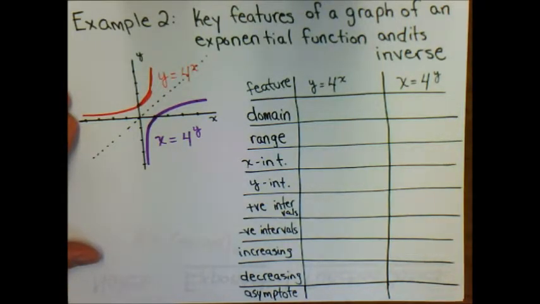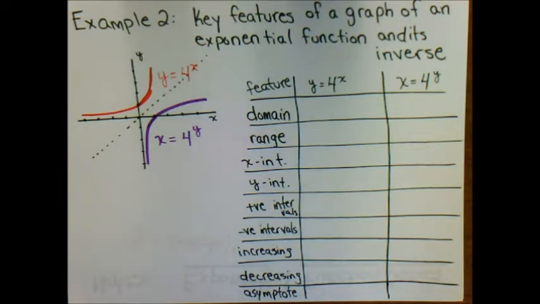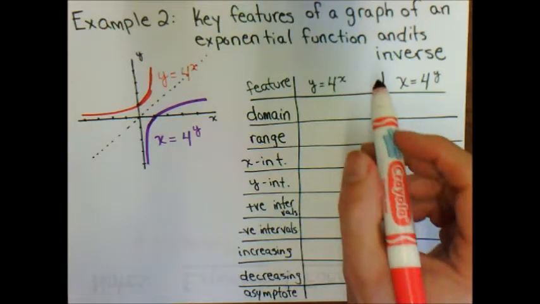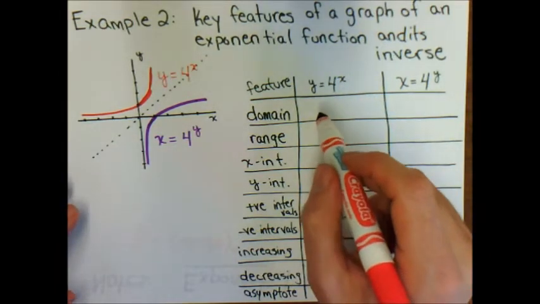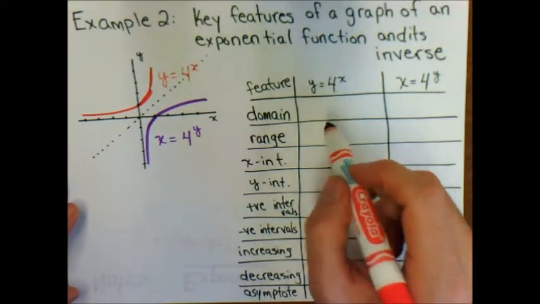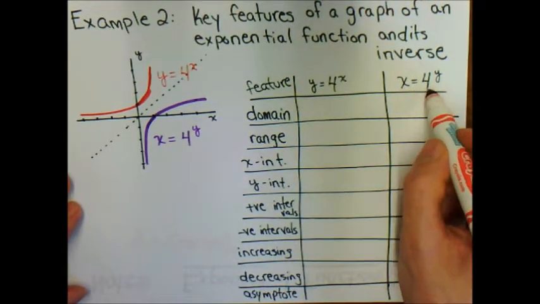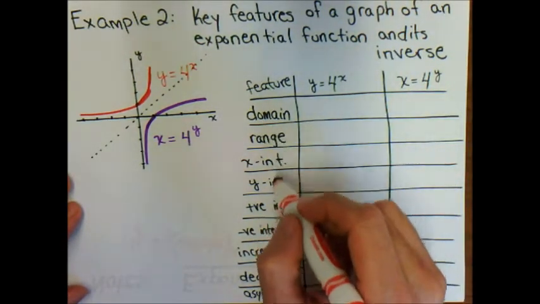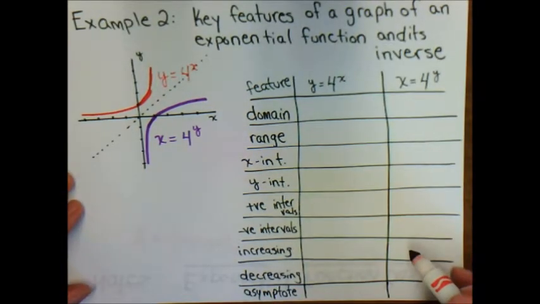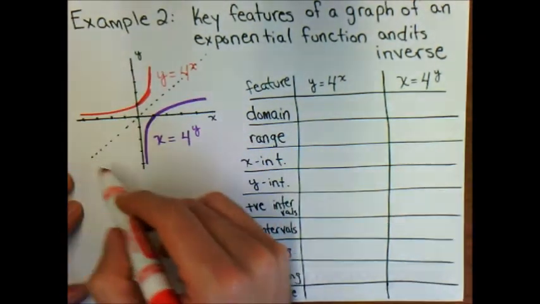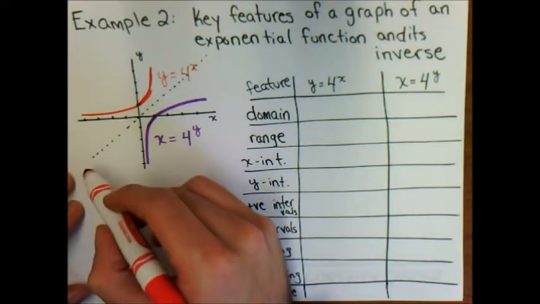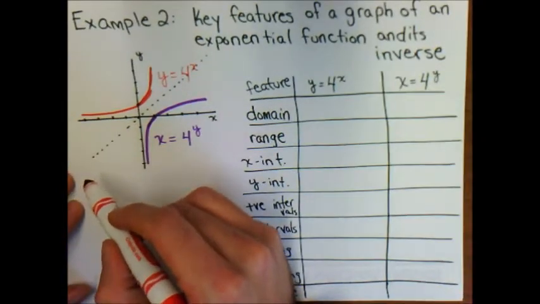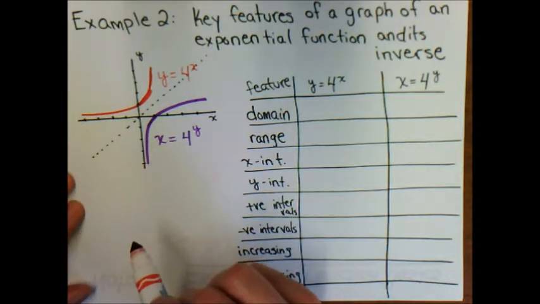Okay, the work that you did in Investigation 2 will be confirmed in Example 2, where we compare the key features of an exponential graph and its inverse. And the exponential graph that we are working with here is the function y equals 4^x, and its inverse x equals 4 to the power of y. We want to identify this key information, and I'm just going to work through this chart. I've already drawn my little graph here with both of them. I also have the line y equals x, just to show us that it is flipped over the line y equals x.